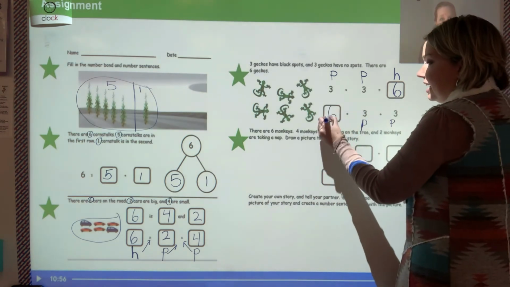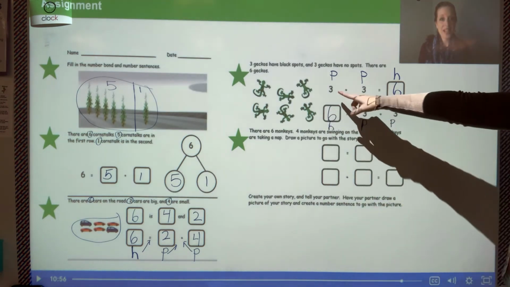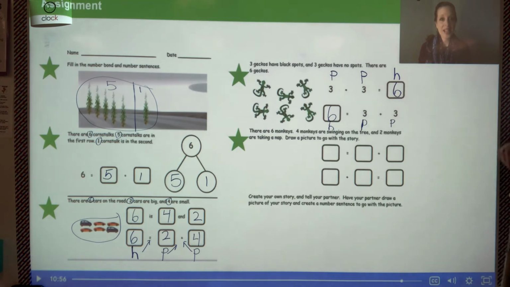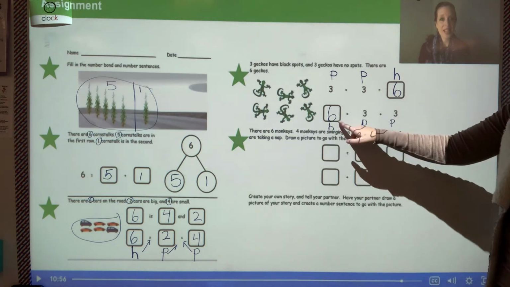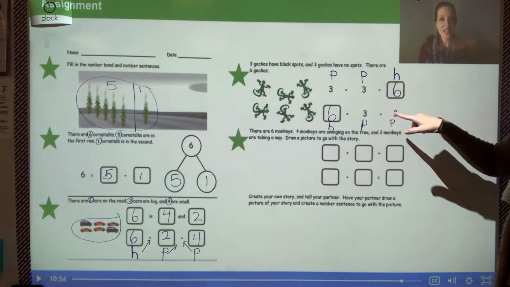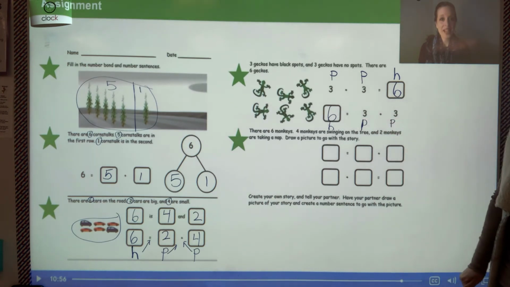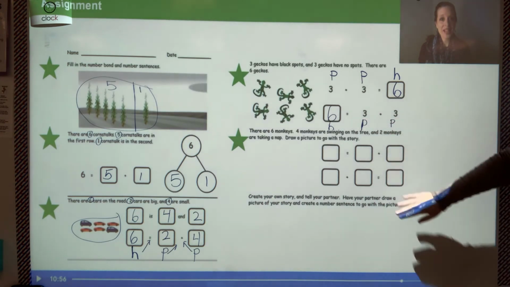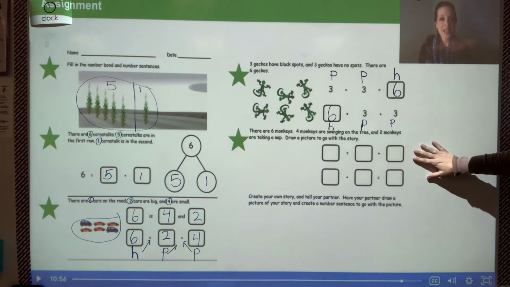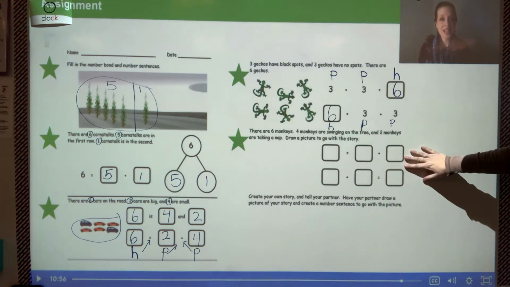6. Excellent. So we could say 3 plus 3 equals 6, or we could say 6 equals 3 plus 3. All right, now we're going to look here. Oh, everything is blank right here.